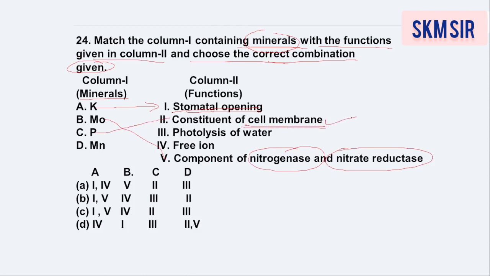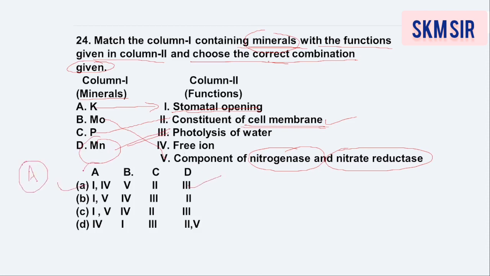And phosphorus, it is a constituent of cellular membrane. You know, all of you, that is phospholipid. We call it phospholipid. That means phosphorus is the constituent of the cell membrane. So it is P K2. And manganese. Manganese is important for the, yes, photolysis of water. So it will be that third one. So it is option number A, which is correct.